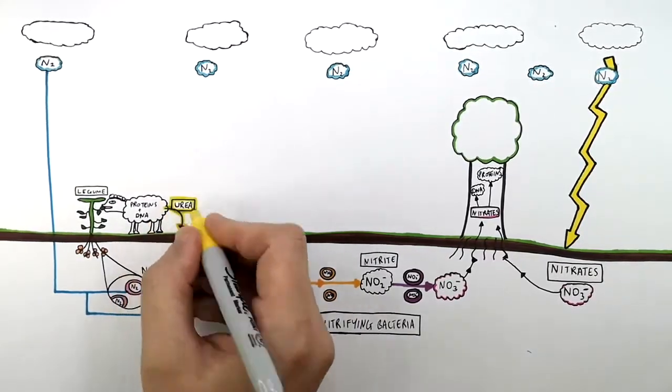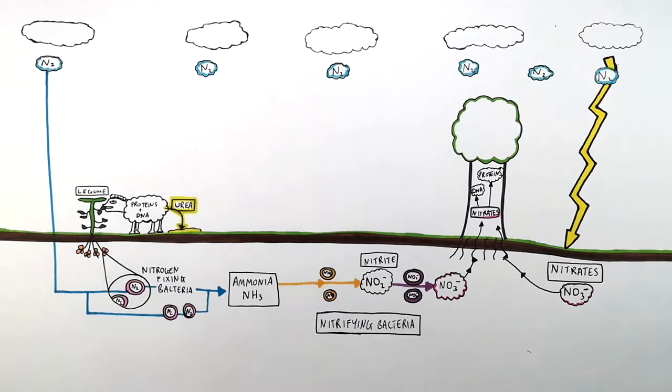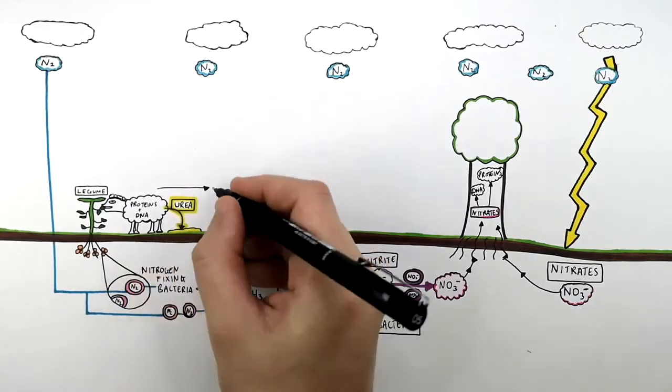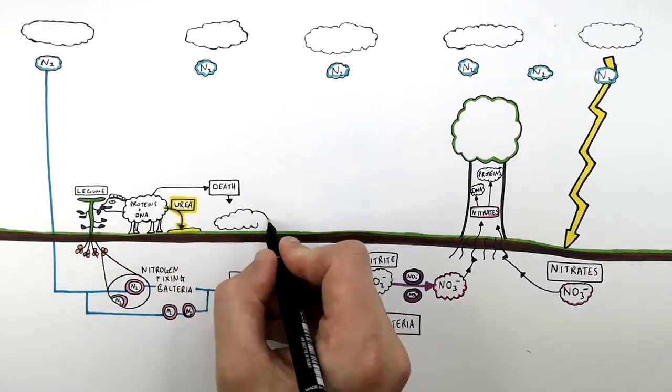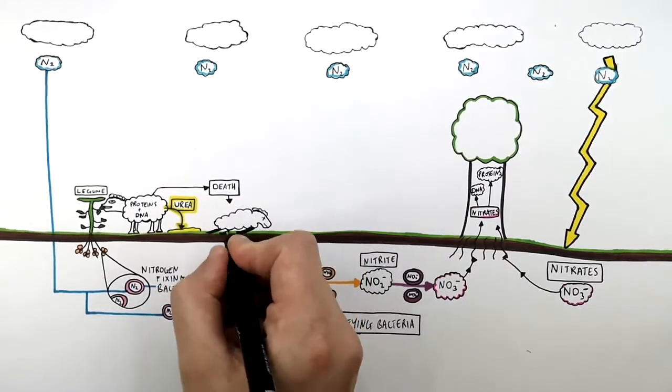So when an animal urinates, it is returning nitrogen-based waste products to the soil. And let's see what happens to the urea and to the sheep when it dies. So when the sheep dies, it is going to undergo decay.